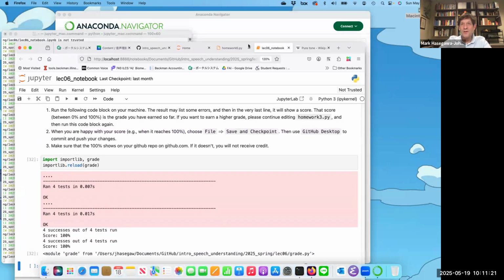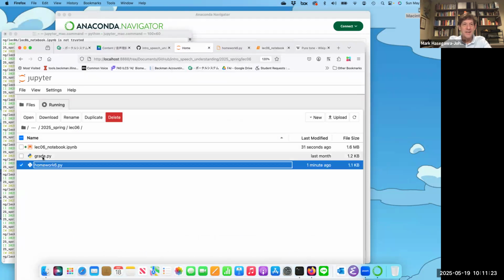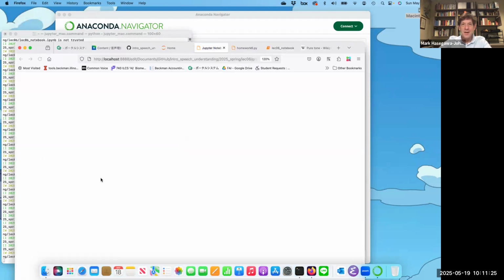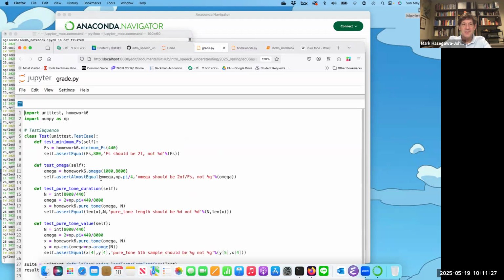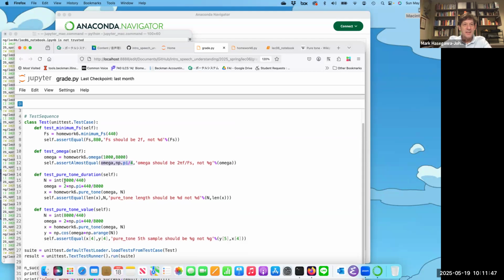By the way, if you ever want to see what grade.py is actually running, it's this code. It just uses Python's unittest facility, and it uses the unittest TestCase and tests different cases. It tests the minimum FS: given 440, it should be 880. It tests omega: given 1000 and 8000, it should be pi over 4. And then it tests the pure tone duration and the pure tone value.